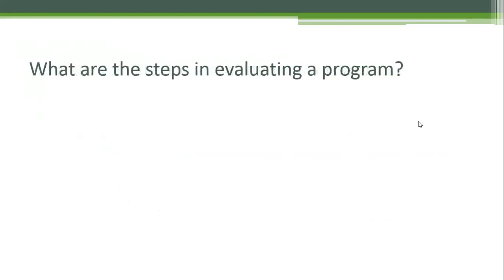So what are the steps in evaluating a program? The first thing you can do is define your stakeholders. A stakeholder is essentially anyone that is involved with the program. That could be supporters, implementers, recipients, decision makers. Literally everyone who is involved with the program is a stakeholder.